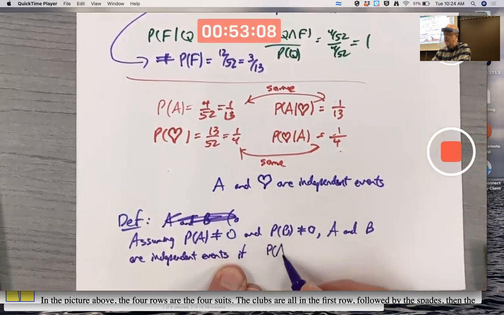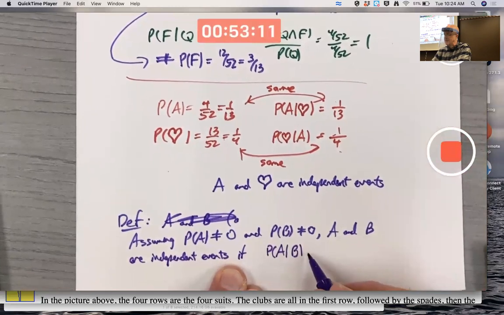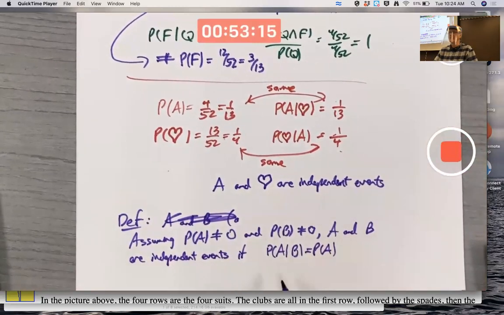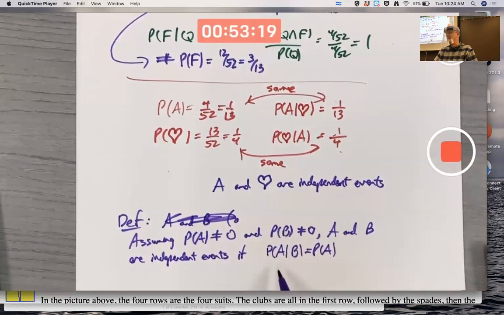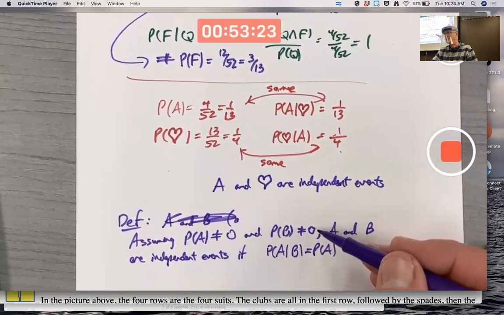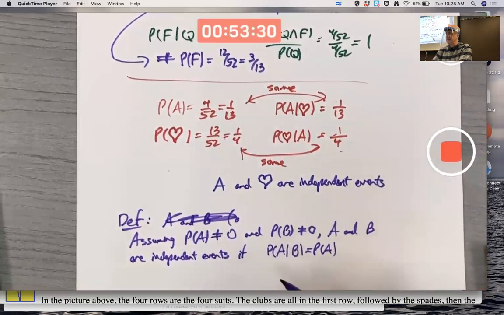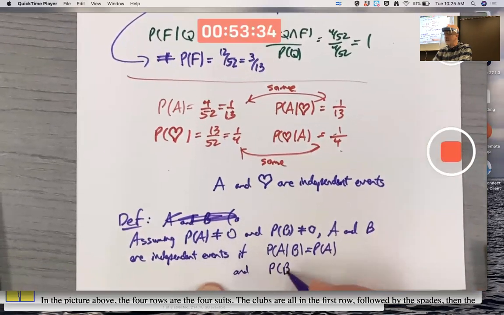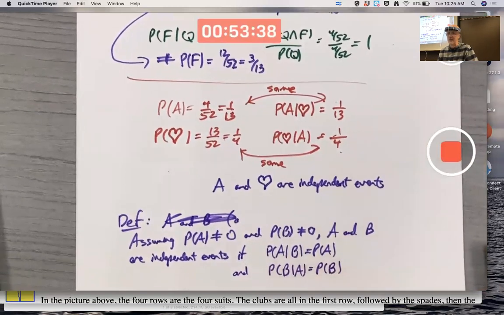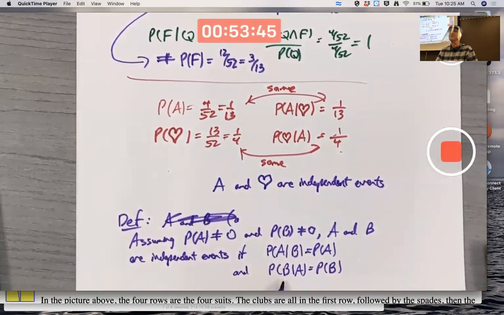The conditional probability of A given B is the same as the ordinary probability of A, and that conditional probability is defined if the probability of B is non-zero. That's why I'm assuming probability of B is non-zero, because I have to divide by it in the formula for the conditional probability. And the conditional probability of B given A is the same as the ordinary probability of B. And there, in the formula for the conditional probability of this, I would be dividing by P of A, so I need to assume P of A is non-zero. That's a definition, though the book unfortunately labels it as a theorem.